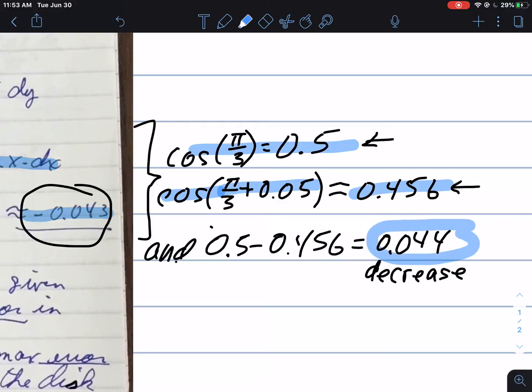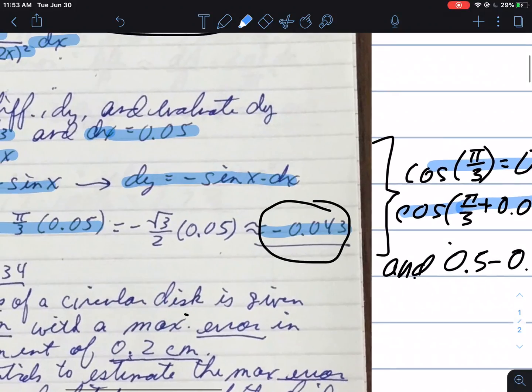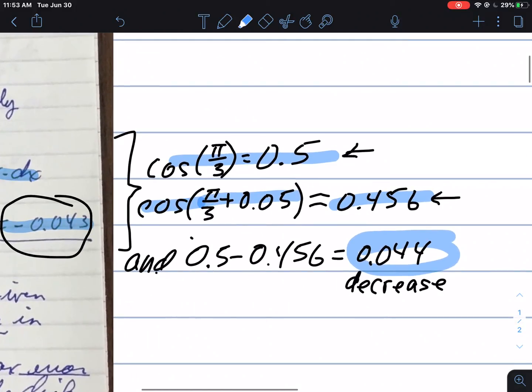So what happened to our function value? It decreased by 0.044. Look at what our approximation told us. Our dy was negative 0.043, right? So it's telling us that the value should decrease by approximately 0.043. The actual change was 0.044. Pretty darn close. We're only off by a thousandth.